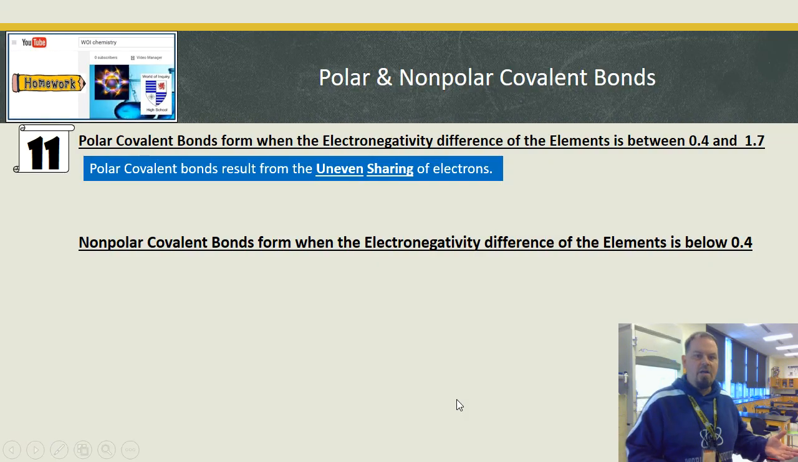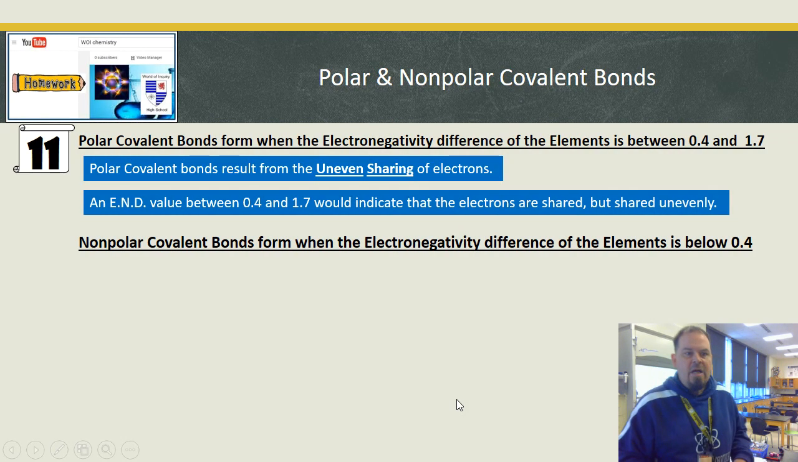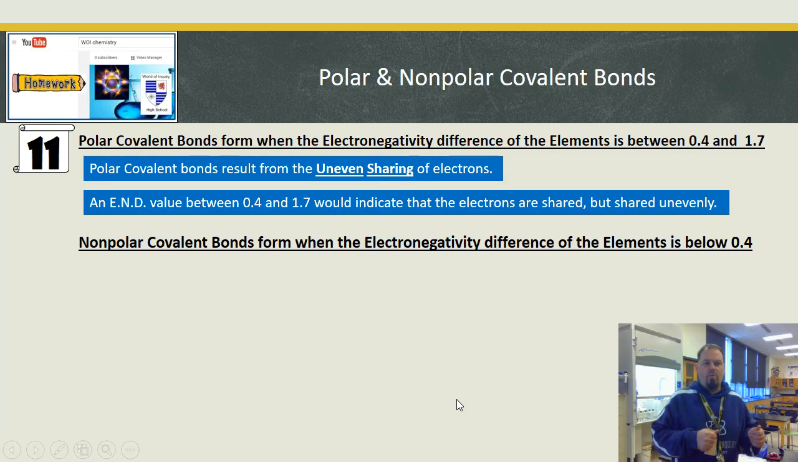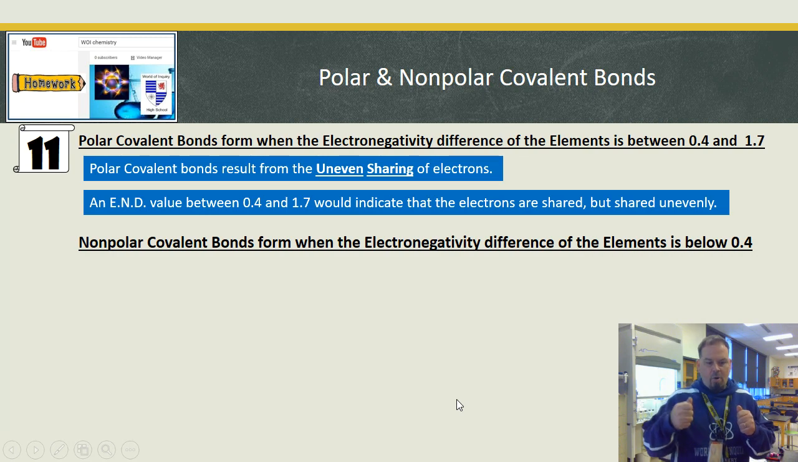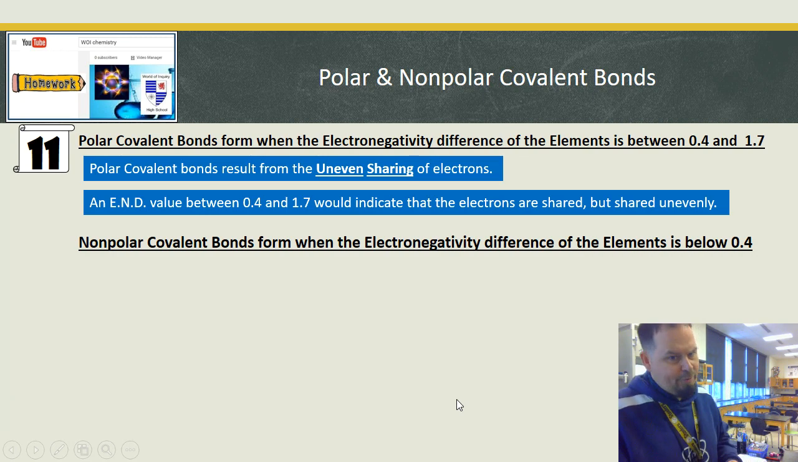So then there's uneven sharing. Polar covalent bonds is the next step down. This is going to be an END value between 0.4 and 1.7. So if I find something there, they're going to generally be two nonmetals. They're going to be sharing, just not equally. And in the POGL, you're going to see that's like a polar bear and a penguin trying to share an ice cream cone. They might be sharing, but who's getting more ice cream?